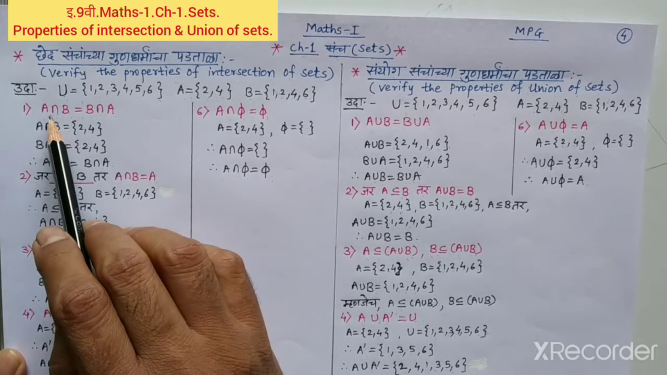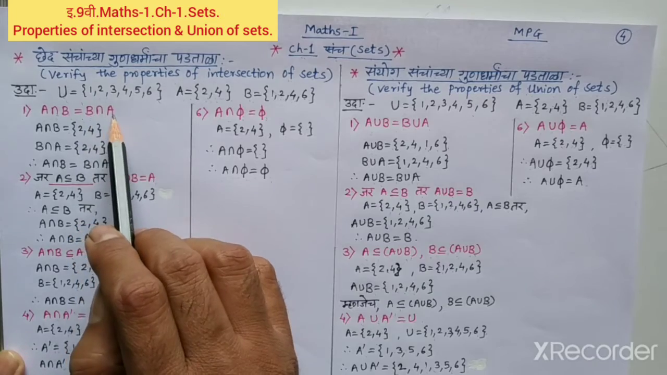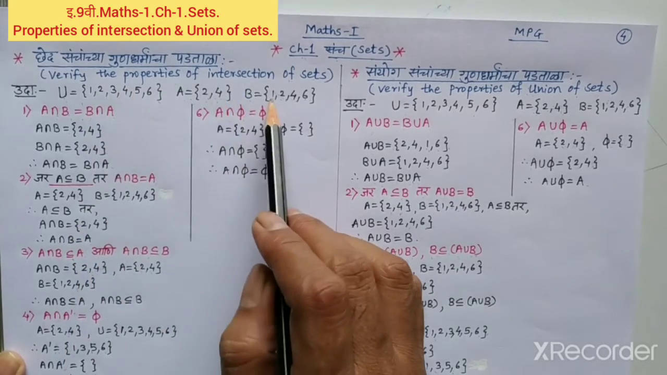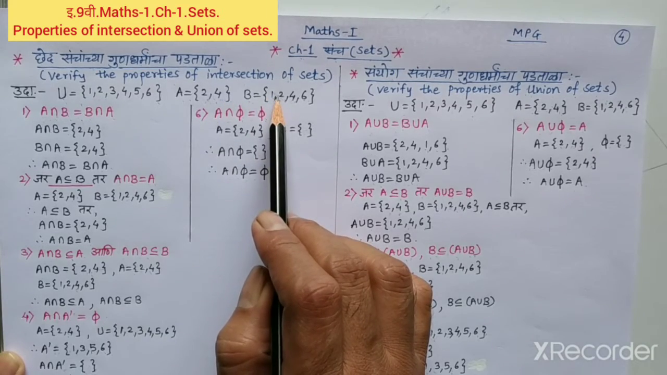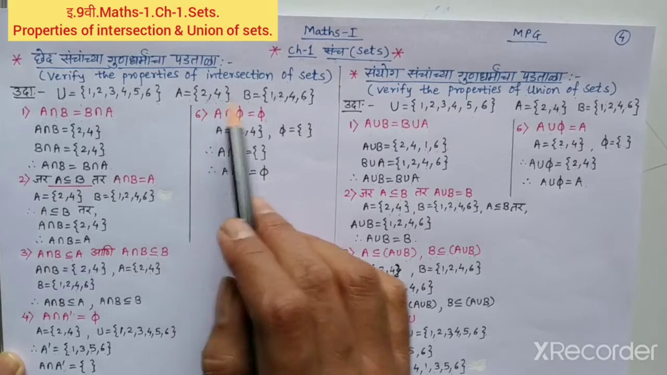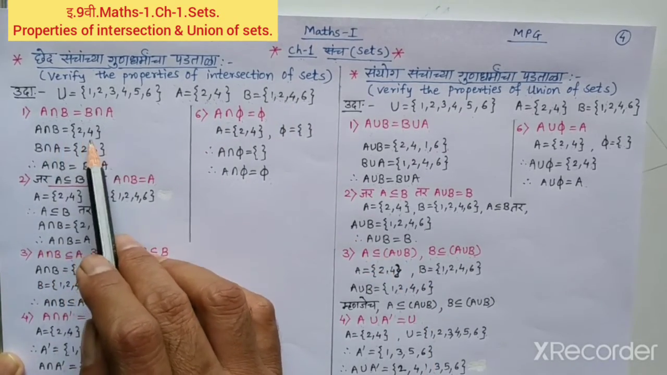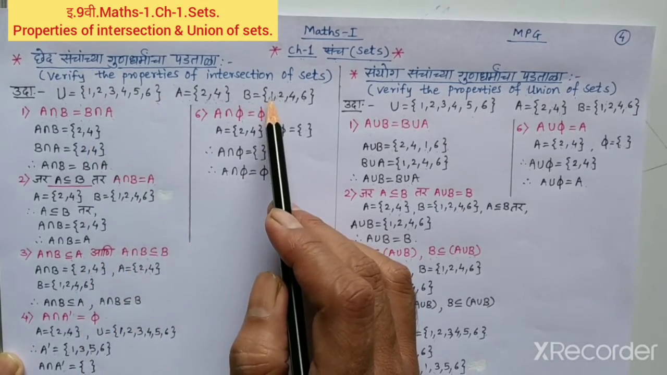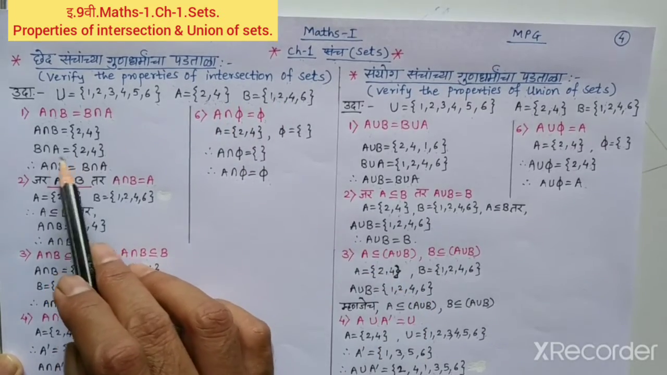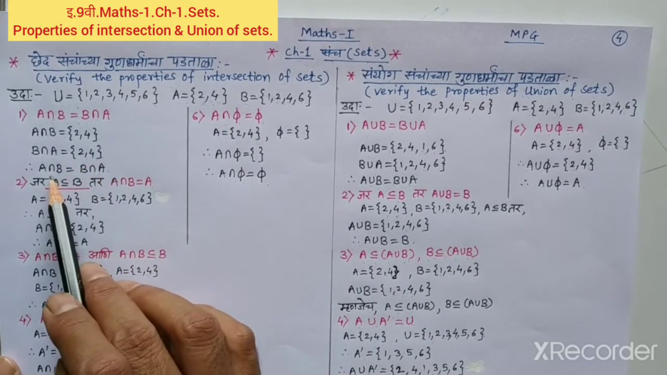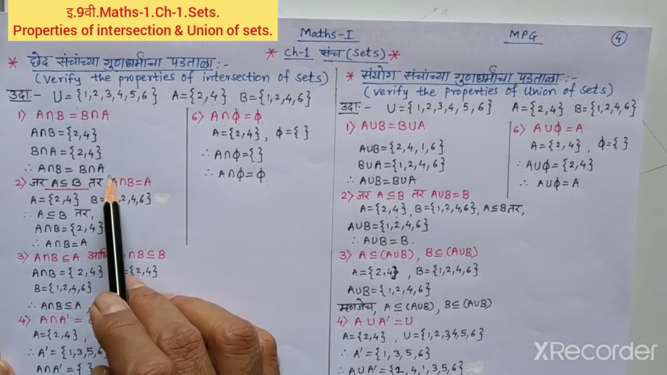Here we will learn the first property. A intersection B is equal to B intersection A. So take the intersection of A and B. Intersection means we take only the common elements in that set. So 2, 4 are the common elements in sets A and B. So A intersection B is equal to {2, 4}. Also consider B intersection A. Again the common elements are 2 and 4 only. So B intersection A is also {2, 4}. So the first property is proved: A intersection B is equal to B intersection A.